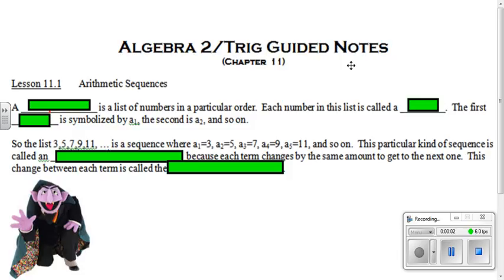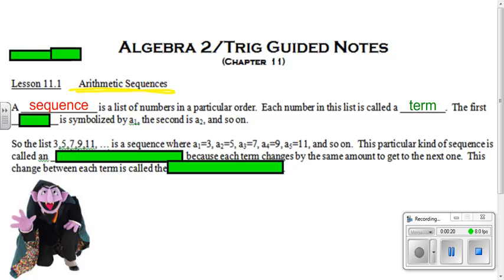Chapter 11 is all about sequences and series, and in lesson 11.1 we're specifically going to be talking about arithmetic sequences. So let's go ahead and check these out. Our notes say a sequence is a list of numbers in a particular order. Each number in this list is called a term. The first term would be symbolized by a sub 1, the second term is a sub 2, and so on.